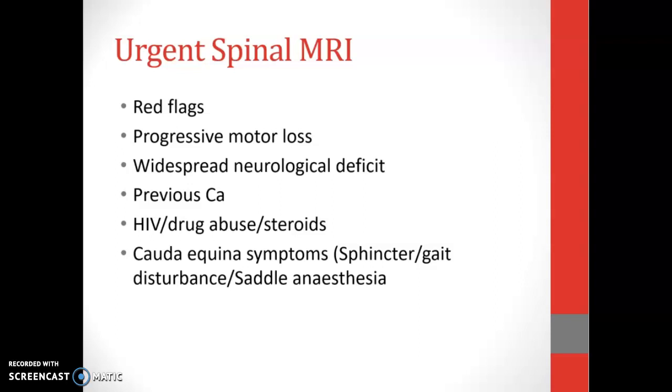History of drug abuse, steroids, HIV, because we're thinking about the integrity of bone, and thinking about those that have got cauda equina symptoms, but these come under your red flags naturally when we're talking about urgent MRI scans.